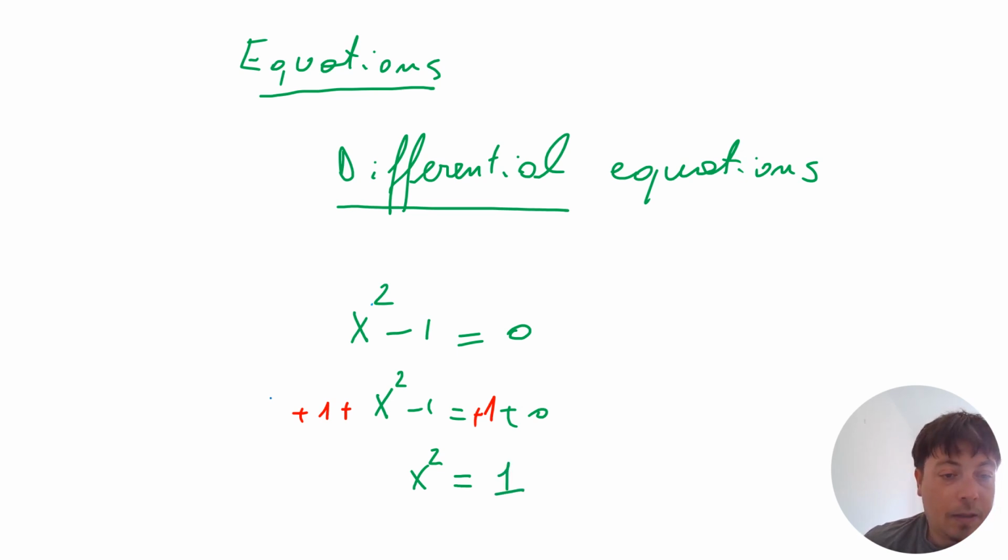Okay, now this is because plus 1 and minus 1 cancel out, and plus 1 plus 0 is 1. X squared is equal to 1, but we need to find x. We want to find x, not x squared. So how do we go from x squared to x?